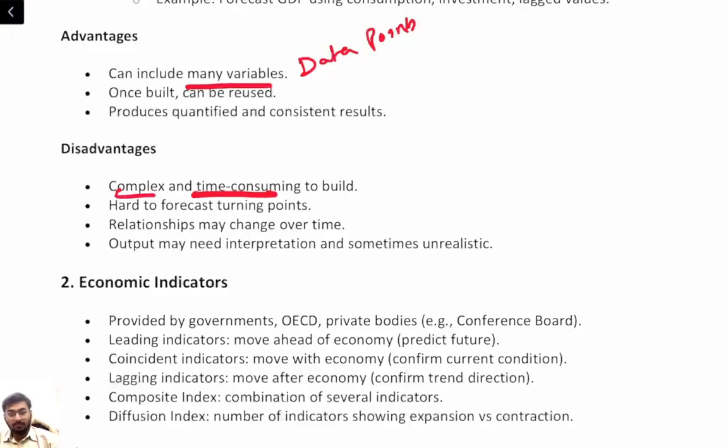Very time consuming. Also, costly. Something which is complex and time consuming is costly as well. Clear? Then it is hard to forecast the turning points. Basically, the relationship between the variables. Okay, they change over time.